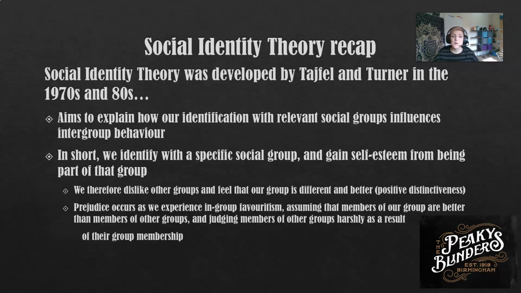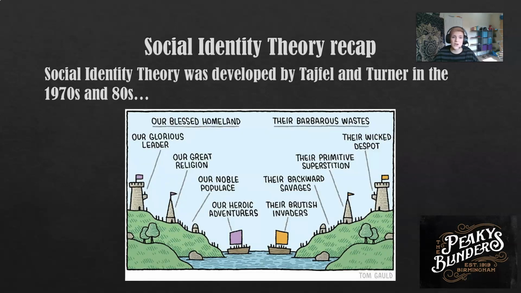Prejudice occurs as we experience in-group favouritism, so much preferring our group over the other group and therefore disliking the other group and prioritising our own. Assuming that members of our group are better than members of other groups and judging members of other groups harshly as a result of their group membership. So, here's a little cartoon that explains this.